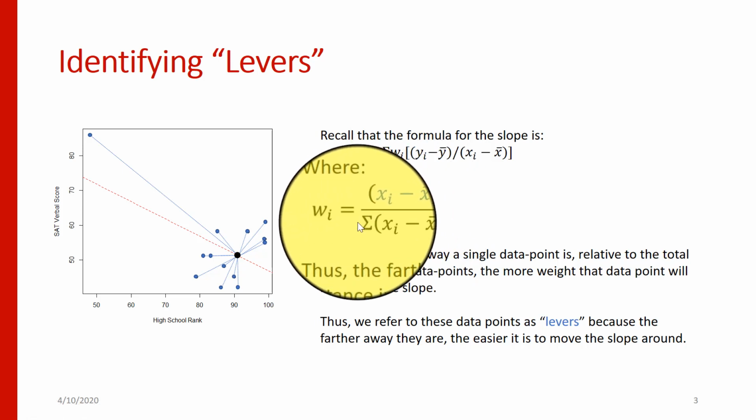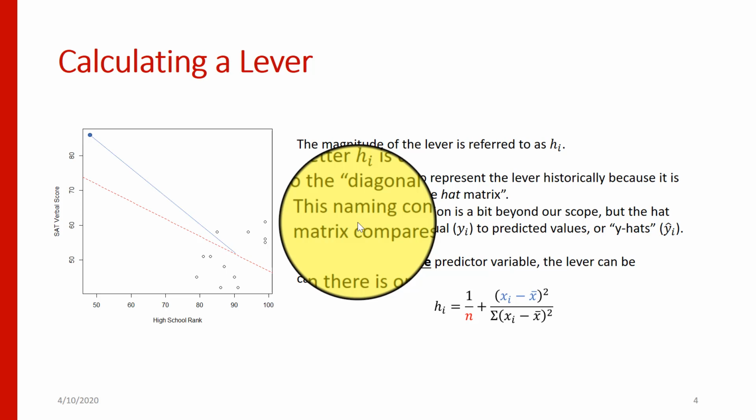If I have a big deviation in a field of big deviations, it doesn't look as big. But in this case, I have a big deviation in a field of relatively small deviations, and that means that this lever has the chance to significantly influence my overall model. So the magnitude of the lever is referred to as h. So we have h sub i because each data point has its own h value.